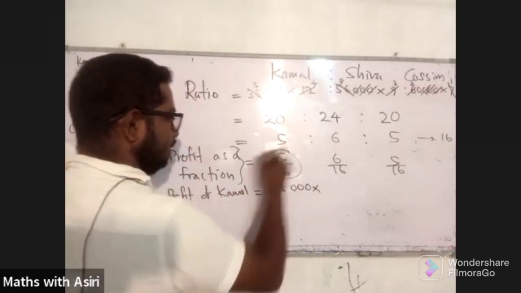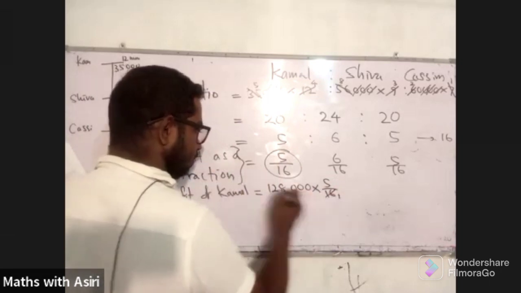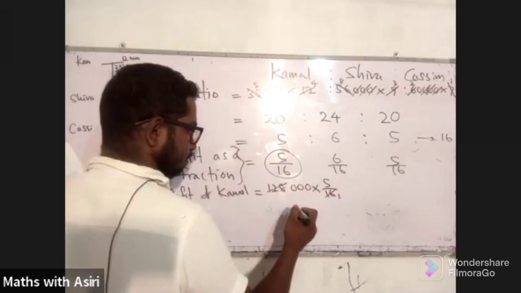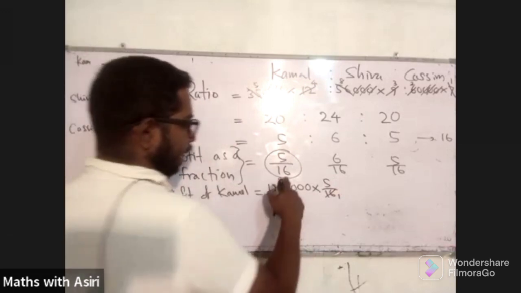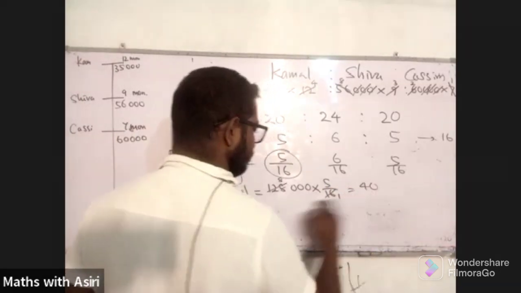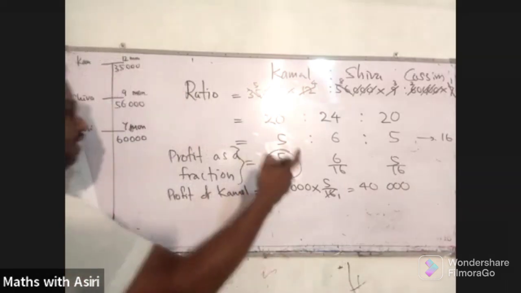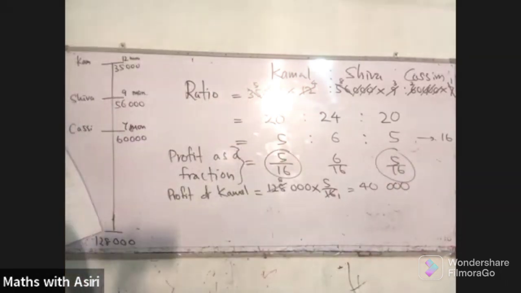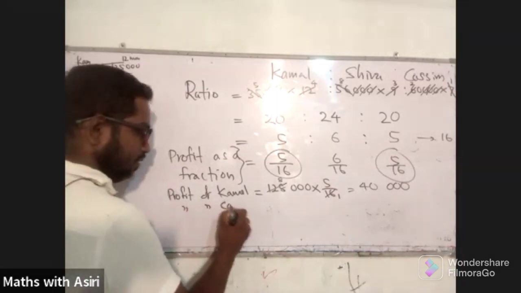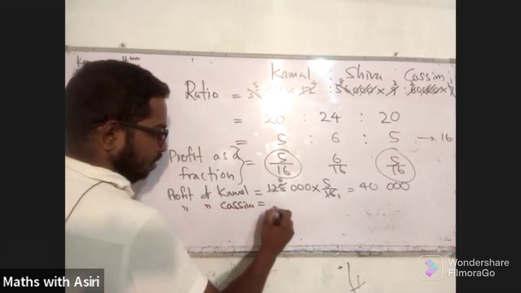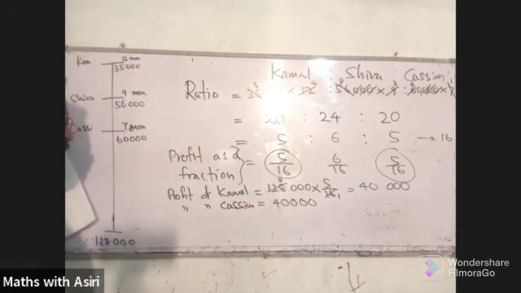128,000 multiplied by his fraction, 5 over 16. 8 by 5 is 40. So 40,000. Then the profit of Kazim is also the same, 40,000, because that fraction is the same, 5 over 16.